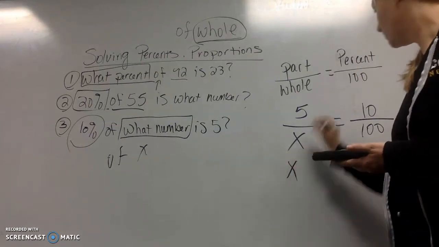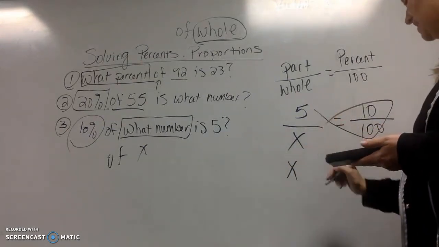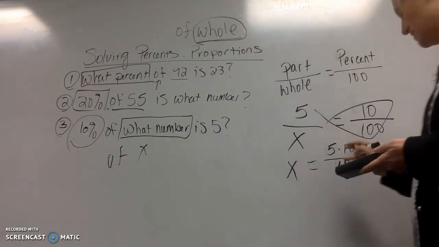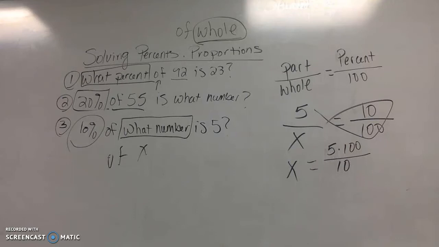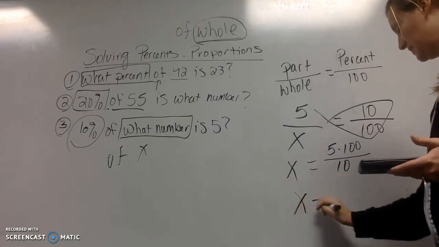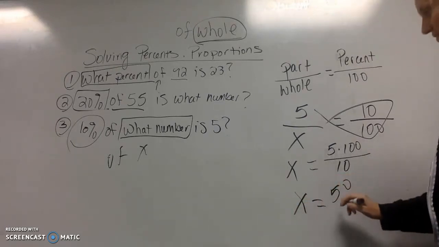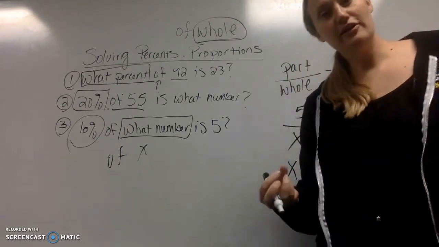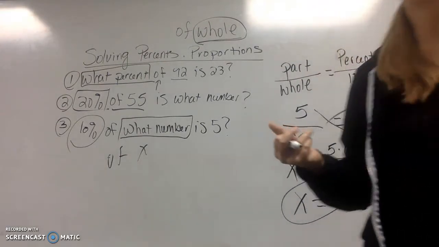So now we can do our cross multiply and divide. 5 times 100 divided by 10. That gives us 50. So that would mean 5 out of 50 is equal to 10%. So that's how you use a proportion to solve a percent problem.